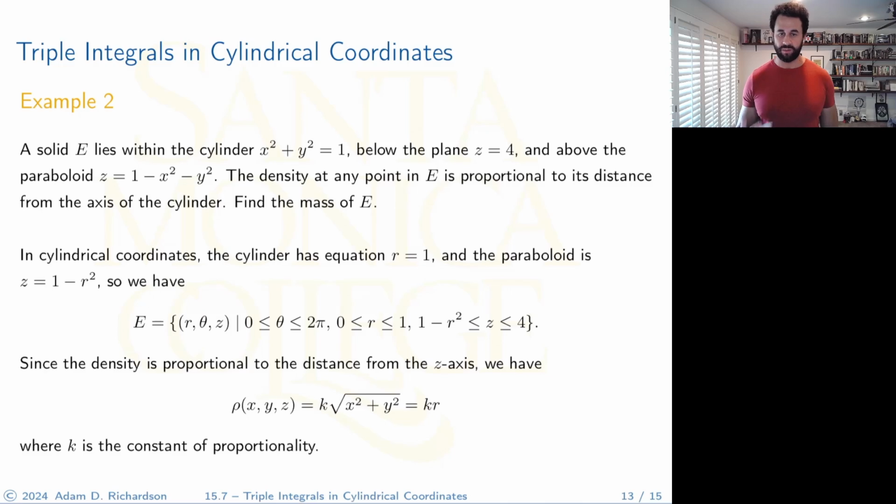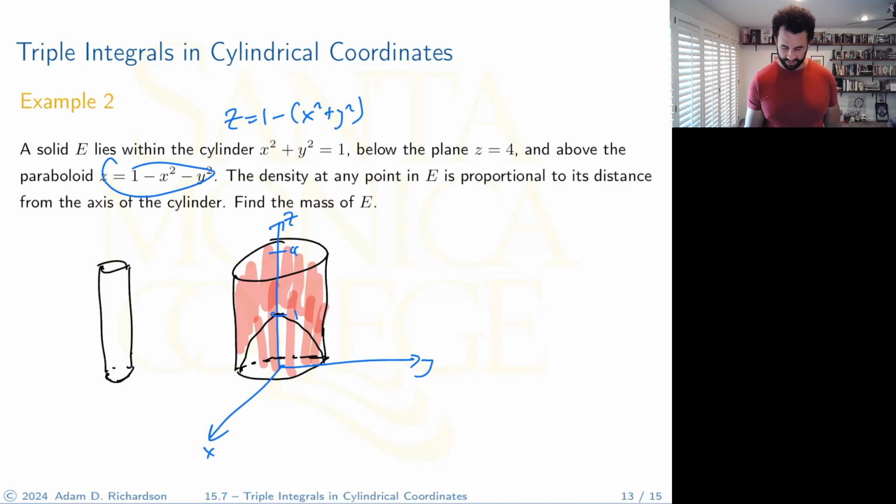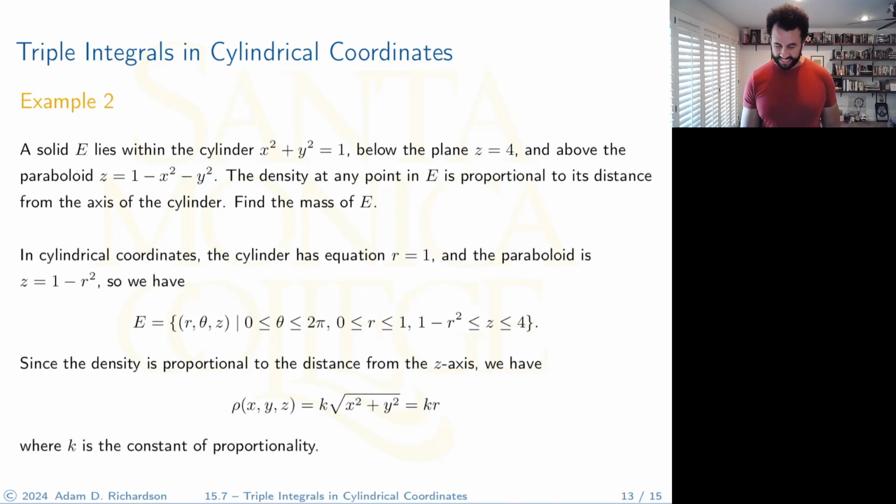So the way that we can describe our region is this. Theta is anything. Theta goes between 0 and 2 pi. R goes between 0 and 1, right? So you're only going to go out 1 unit. And then z is going to go from the top of that paraboloid up to the plane z equals 4. So this is the cylindrical representation of our region.